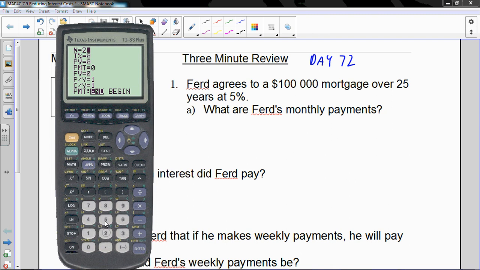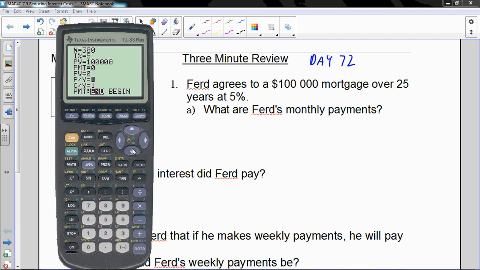N is 25 years, and there are 12 payments a year. The interest rate was 5%. The present value is $100,000. So I doubt that FERD could find a house for $100,000. That's pretty cheap, but it could be that he had a big down payment and that's all that's left, or whatever. Anyway, the present value of the mortgage is $100,000, and at the end, the future value is going to be zero.